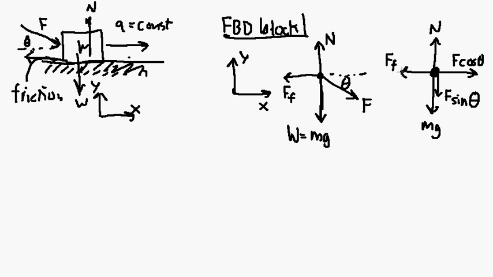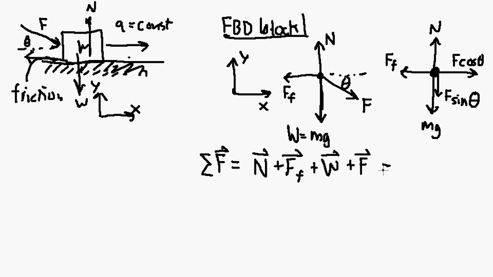So it's easy to write our Newton's second law equations. If we want to write one in vector form, and you don't have to, I'm going to do it just to show you. This is basically a bunch of vector addition: N plus force due to friction plus weight plus this F force equals ma. However, now that we've done this horizontal and vertical breakdown, it's easier to just write the scalar equations.